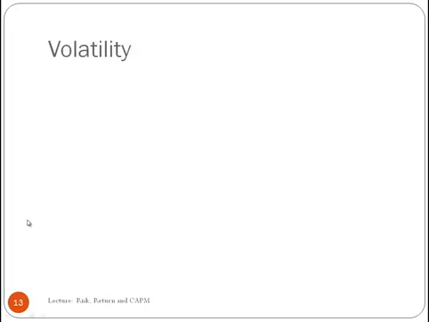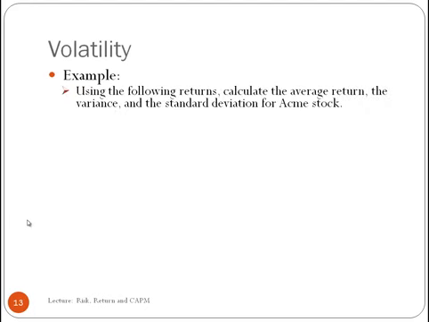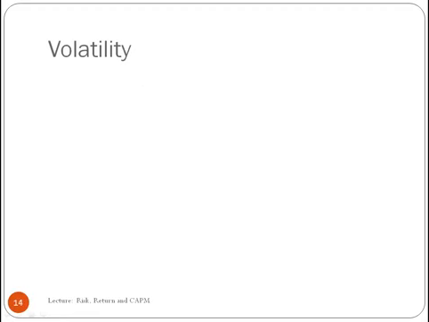Okay, so let's go ahead and calculate the volatility. So example, use the following returns, calculate the average return, the variance, and the standard deviation for Acme stock. So here are some returns. In year 1, there was a 10% positive return. In year 2, a 4% return. In year 3, negative 8%. There was a loss, and so on for 5 years. All right, so now let's actually crunch the numbers here.